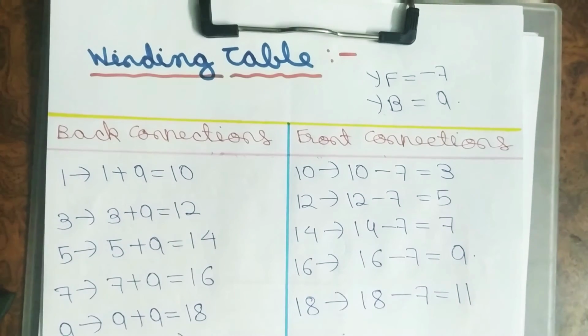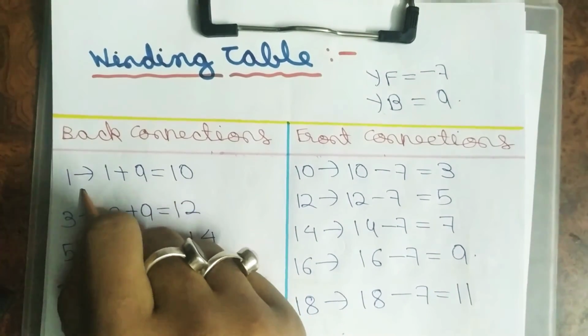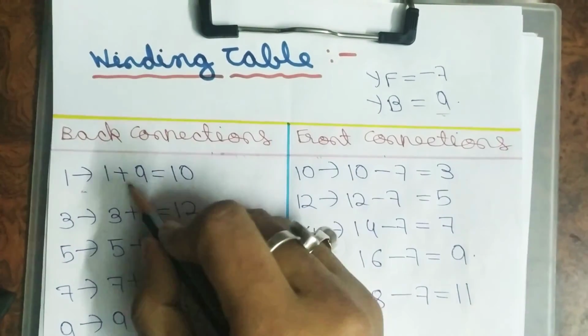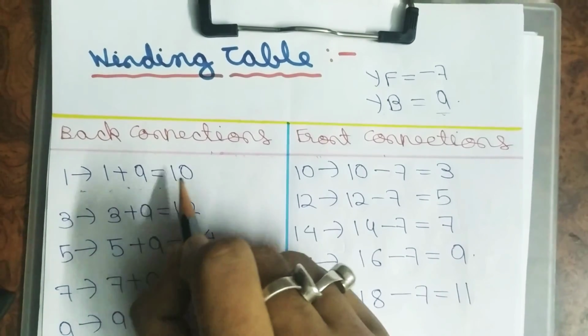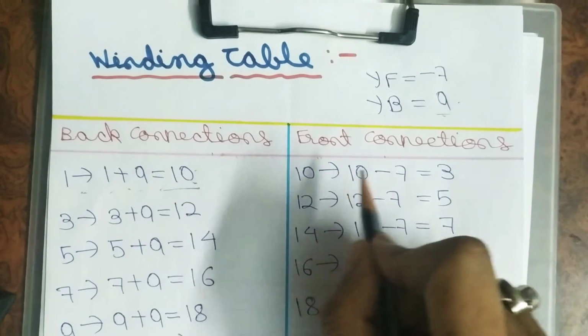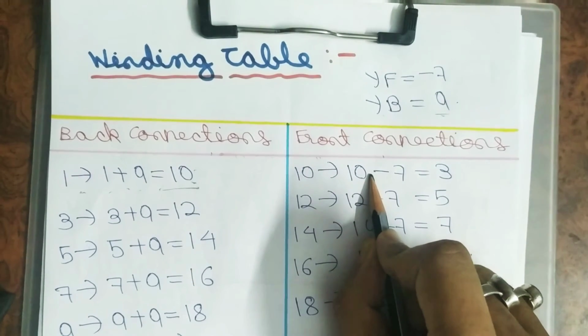So see, first you have to start from 1. If you are starting from 1, for back connection the value is 9, so you have to add this value. 1 plus 9 is equal to 10. It will come, and this 10 you have to add with the front YF value.